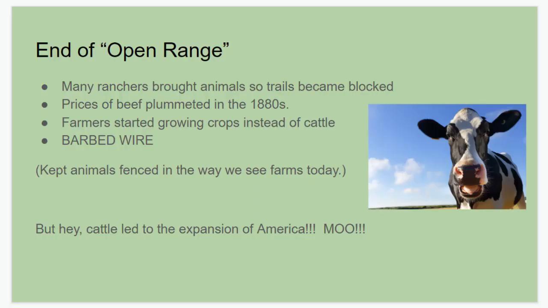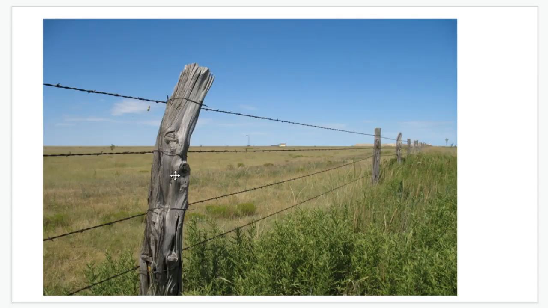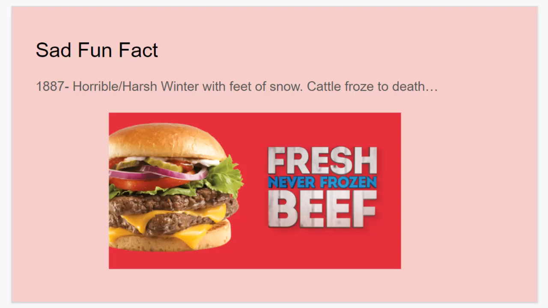So at the end of open range, many ranchers brought animals to trails, so they became blocked. Prices of beef are going to plummet in the 1880s. Farmers started growing crops instead of cattle, and this is where we're going to have the introduction of barbed wire, which we're going to talk about as one of the new inventions. This is going to keep animals fenced in the way we see farms today. But hey, cattle led to the expansion of America, so move over. Here you see the barbed wire that you see on the fences of today.